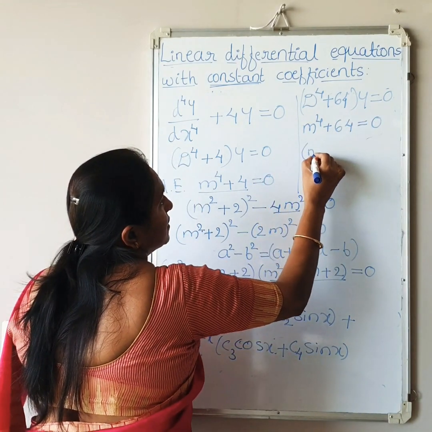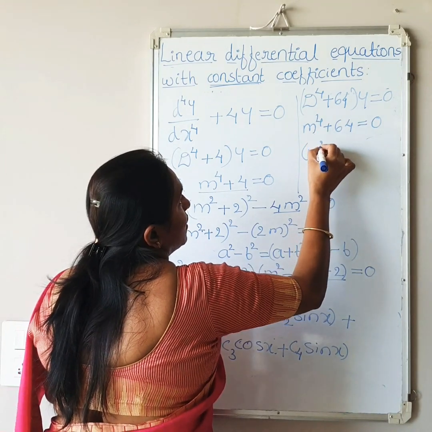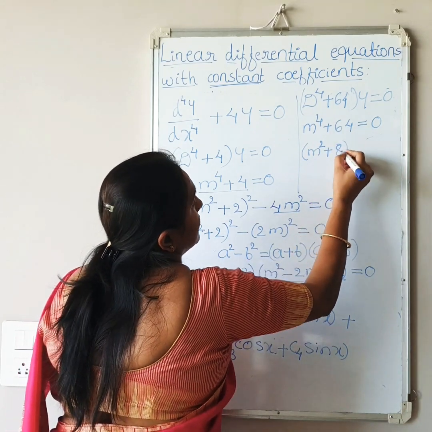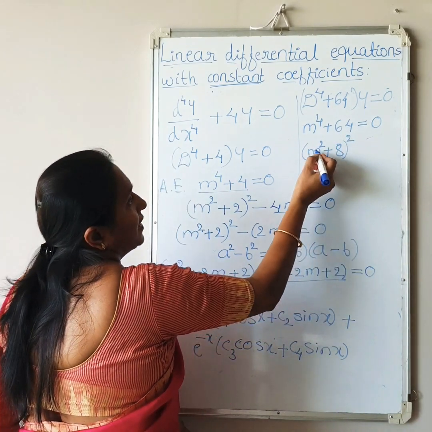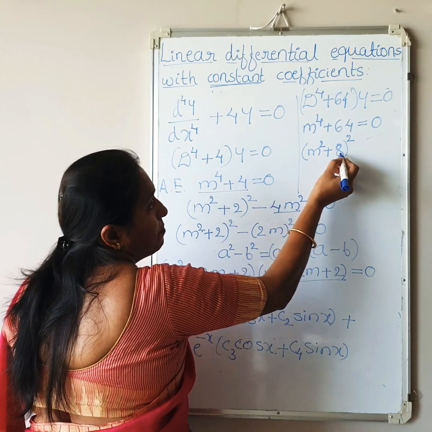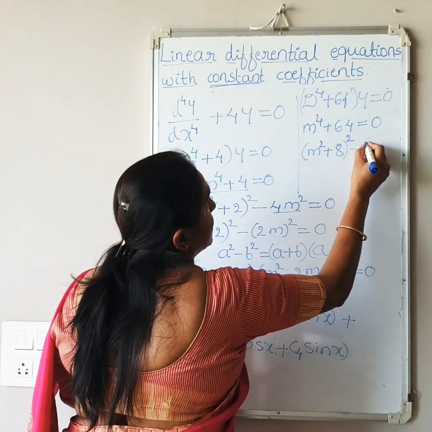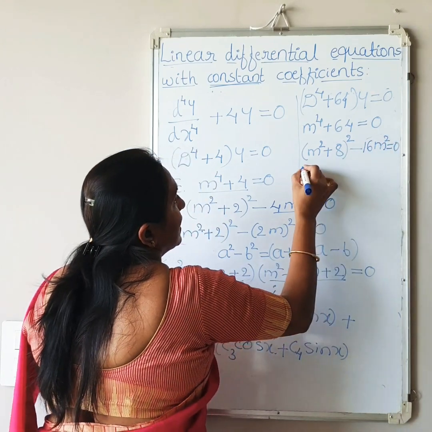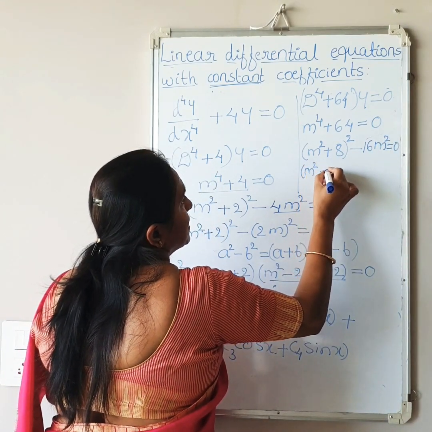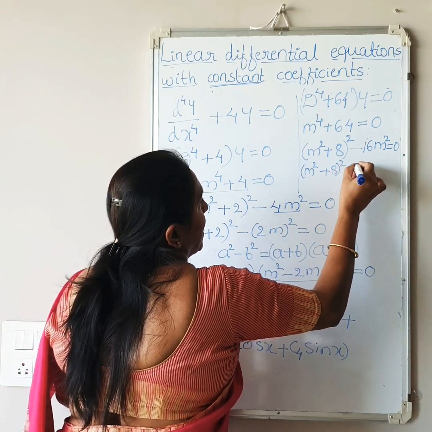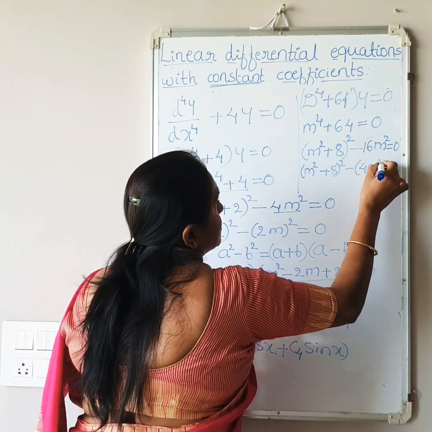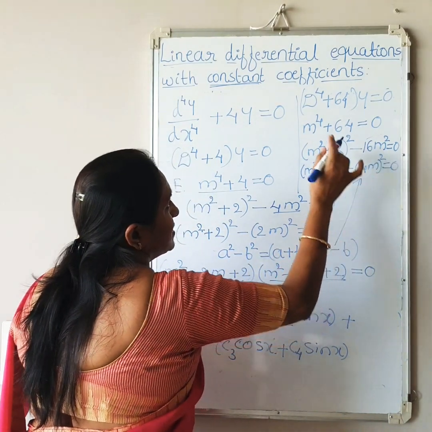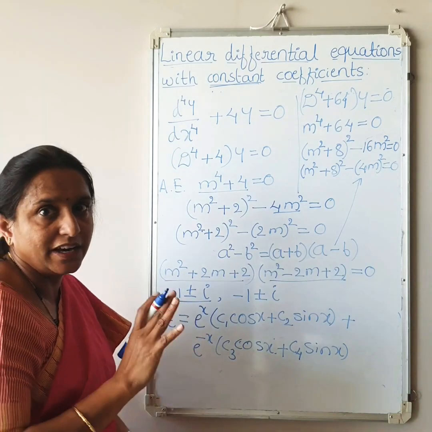How will you adjust this? You can write this one as m square plus 8 whole square. Its square root is 8, its square. So what is extra here? m raised to 4 plus 64 plus 16 m square is extra. So I will subtract that, is equal to 0. Again we can write this one as m square plus 8 whole square minus 4m whole square is equal to 0. Again we will do by using this. So this is a similar example. I hope you can easily solve this.